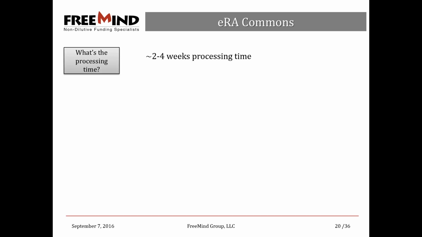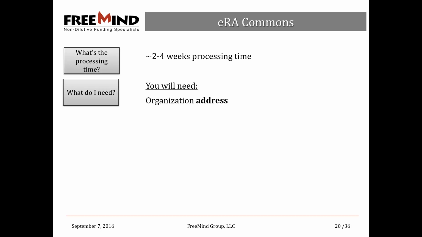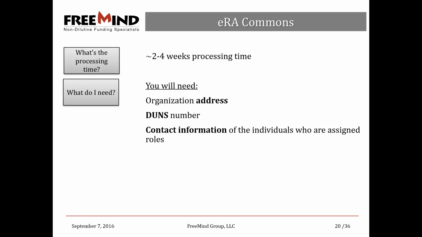So again, 2 to 4 weeks for processing time. You will need an organization address, a DUNS number, and another thing to bear in mind is that everything has to sync. For example, if you have a specific address for the DUNS number, you need to have the same address for eRA Commons, and by the way for SAM as well, because that just causes problems, and we would definitely prefer avoiding those. You'll also need the contact information for the individuals who will be assigned roles.